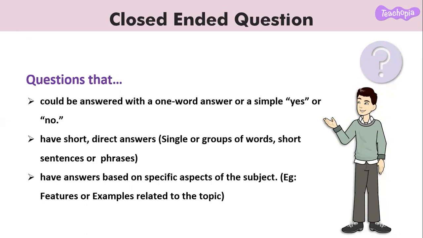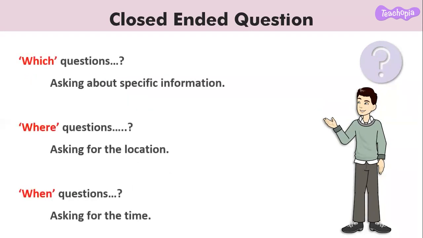Maybe the question starters that we can use for framing these kinds of questions in most scenarios are which, where, and when. Any question that starts with which gives us specific information, like which market do you go to often? That gives us the name of a market. You can ask where is that market? That gives us the location of the market.